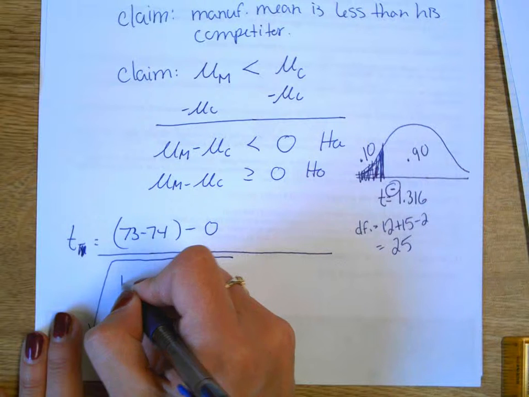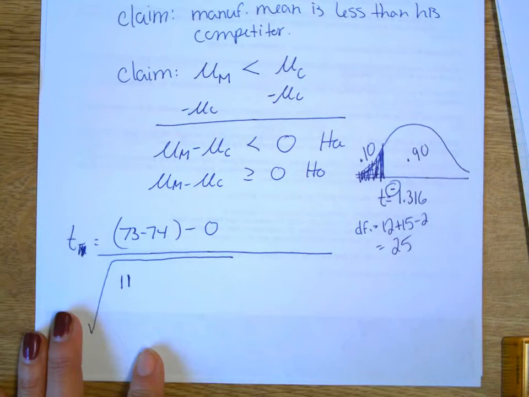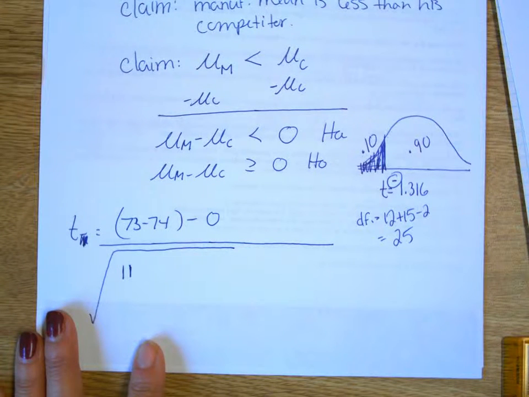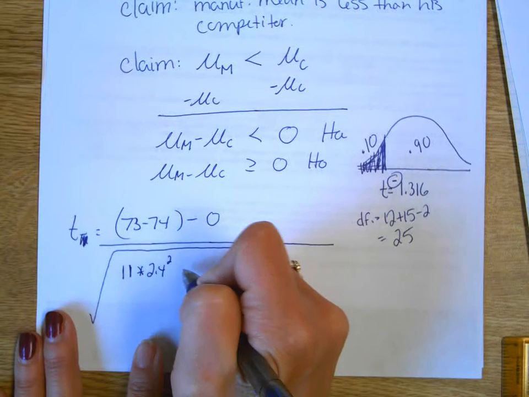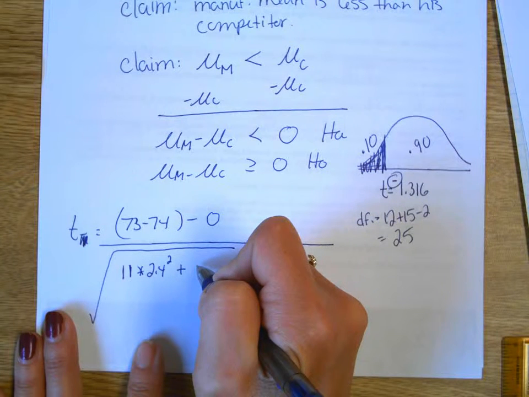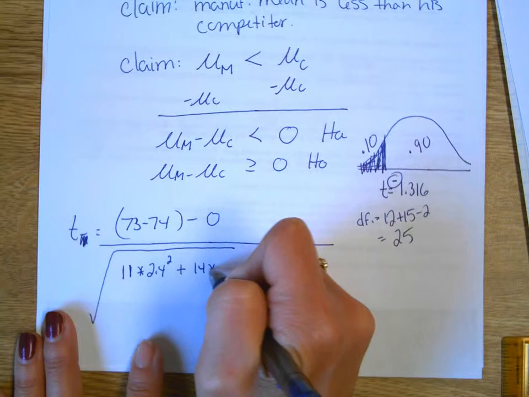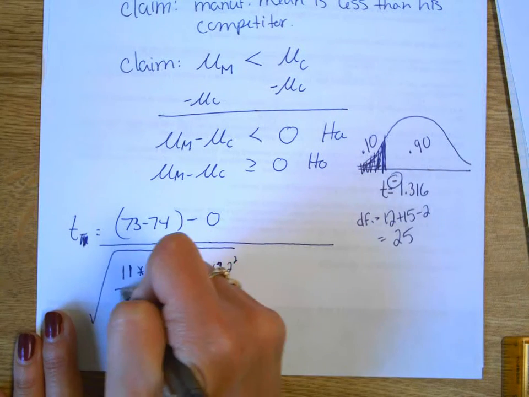Sample size minus 1. I'm just going to put the 11 down. Forget about the extra stuff. Why type all that in? So 12 minus the 1 times the s squared, plus would be 14 times 3.2 squared.